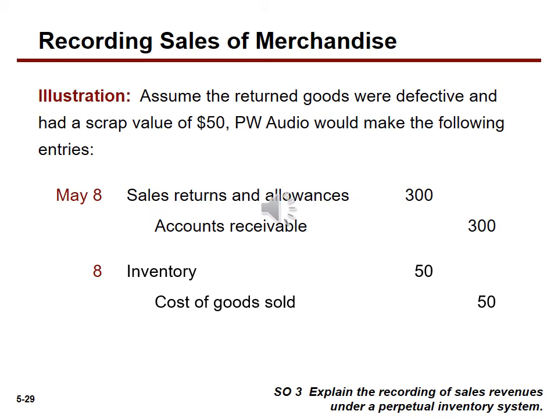So now PW Audio would make the following entry, same as we've done before regarding the first transaction, and nothing is going to change there. We're going to debit sales returns and allowances for $300, and we're going to credit our accounts receivable for $300 also. However, for the other transaction, instead of using the total cost of those products, which is the 140, we're only going to use the scrap value amount, which is $50. So we're going to debit inventory for $50 and credit cost of goods sold $50.